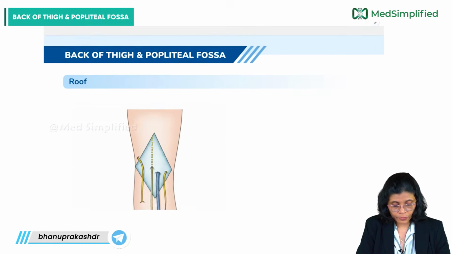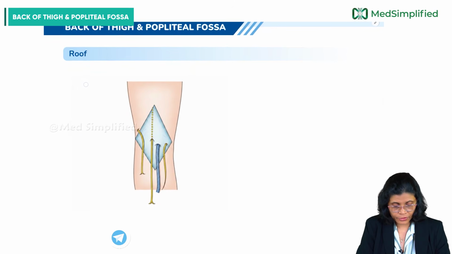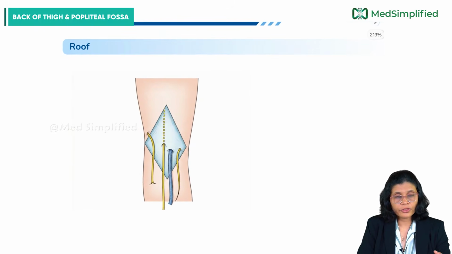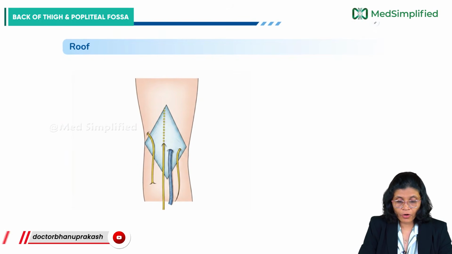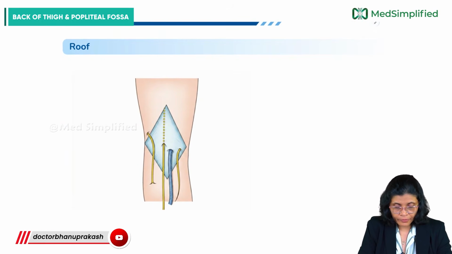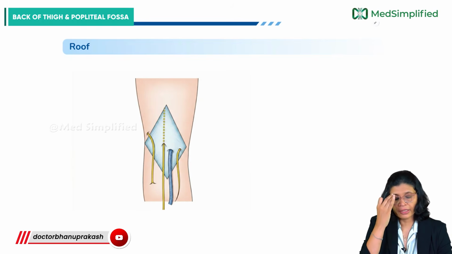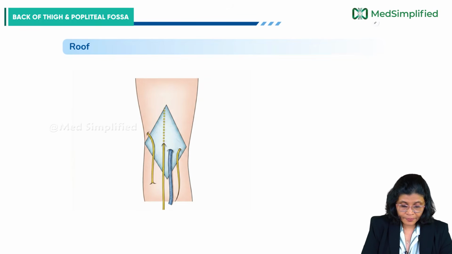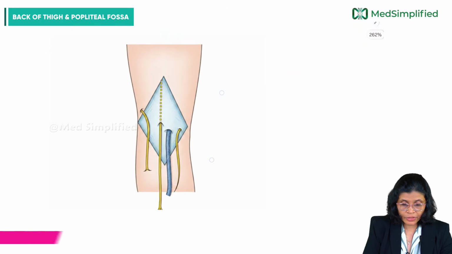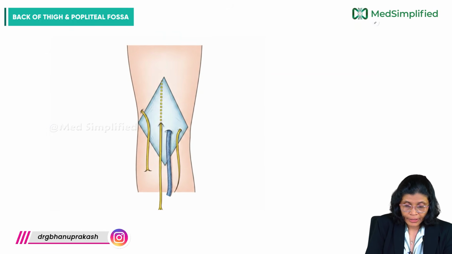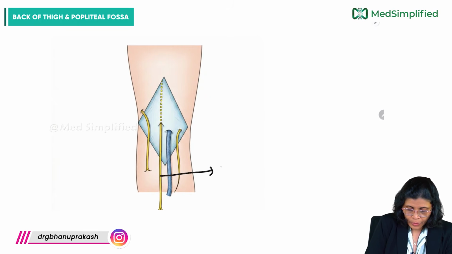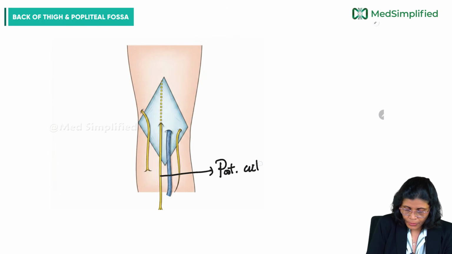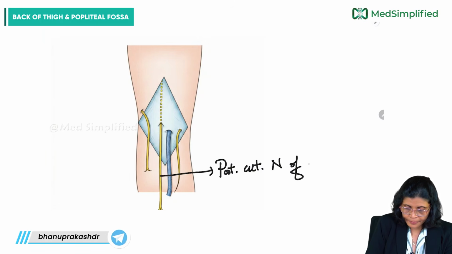So first let's finish the roof. The roof is also called the posterior wall. It is formed by the strong popliteal fascia, which is nothing but the deep fascia in that region, and the superficial fascia. In the superficial fascia we will see 3 cutaneous nerves. One is the terminal part of the posterior cutaneous nerve of thigh.